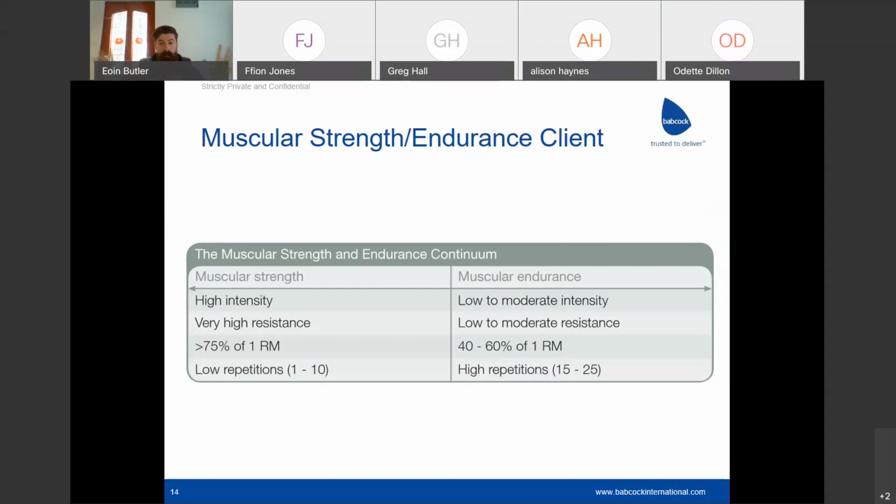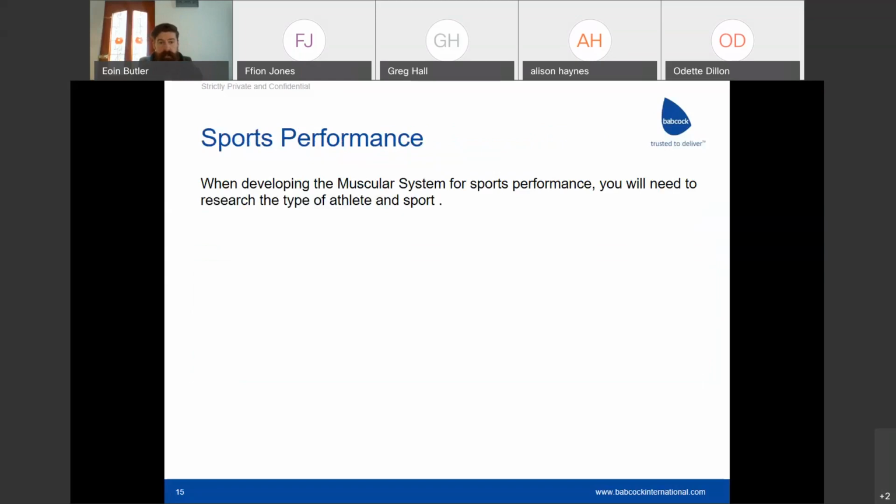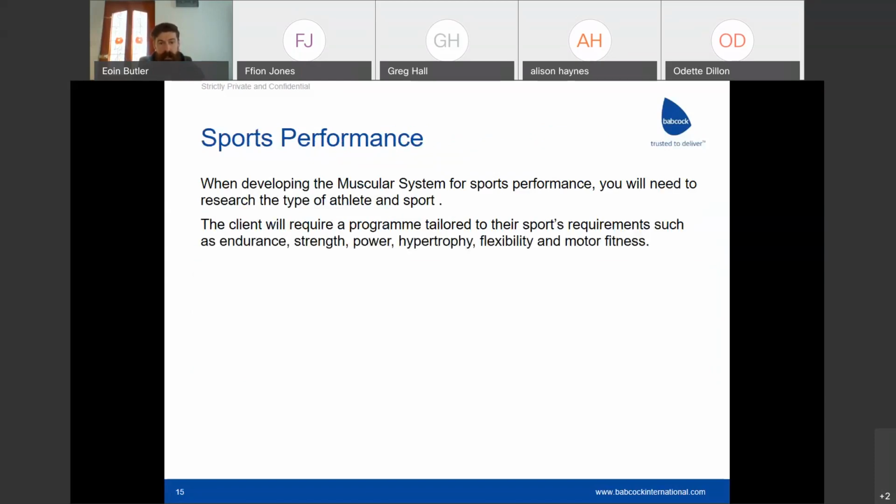Obviously you can go in between as well, and you can mix the two. We want to build a little bit of strength, but we want to keep our endurance going as well. So again, that's a judgment call you need to take with your client. For sports performance, when developing the muscular system, you will need to research the type of athlete and sport. The client will require a program tailored to their sports requirements, such as endurance, strength, power, hypertrophy, flexibility, and motor fitness.